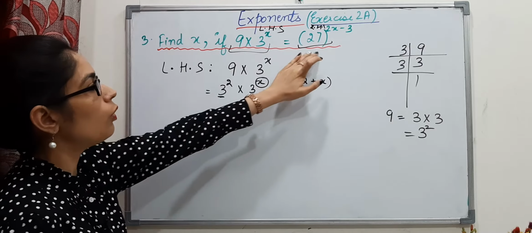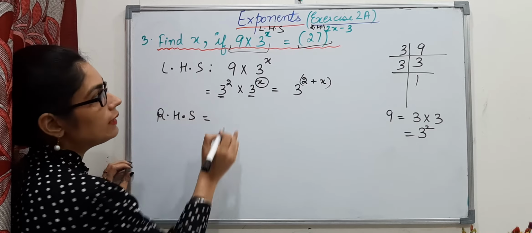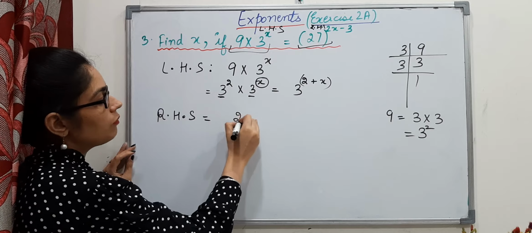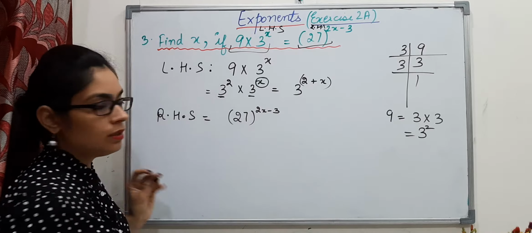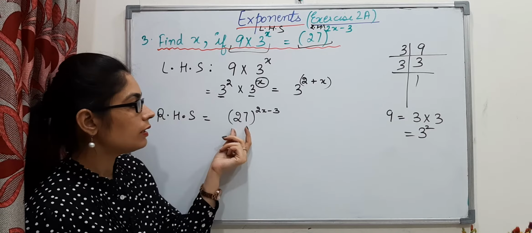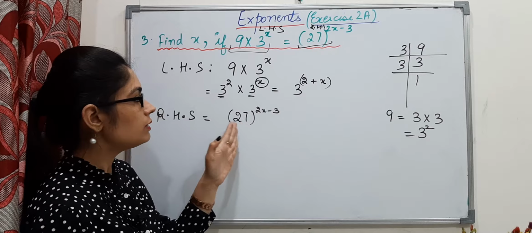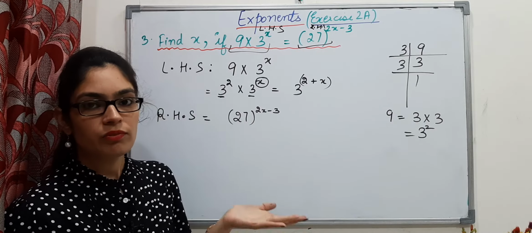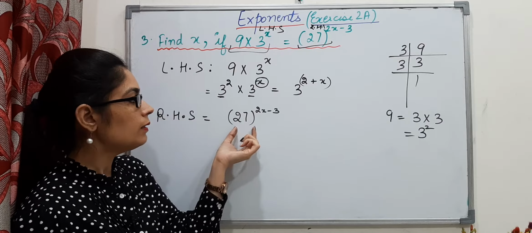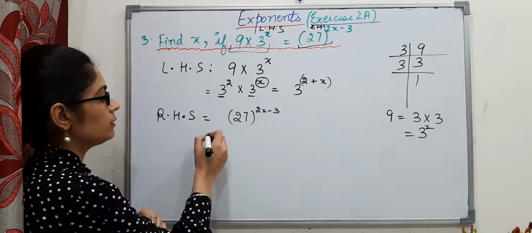Now let's solve the right hand side. See, right hand side it is 27 to the power 2x minus 3. Here again 27 we will try to write in its exponential form, because 3 is the smallest and cannot be further reduced, but 27 you can see has more factors. So we will try to write this also in exponential form.